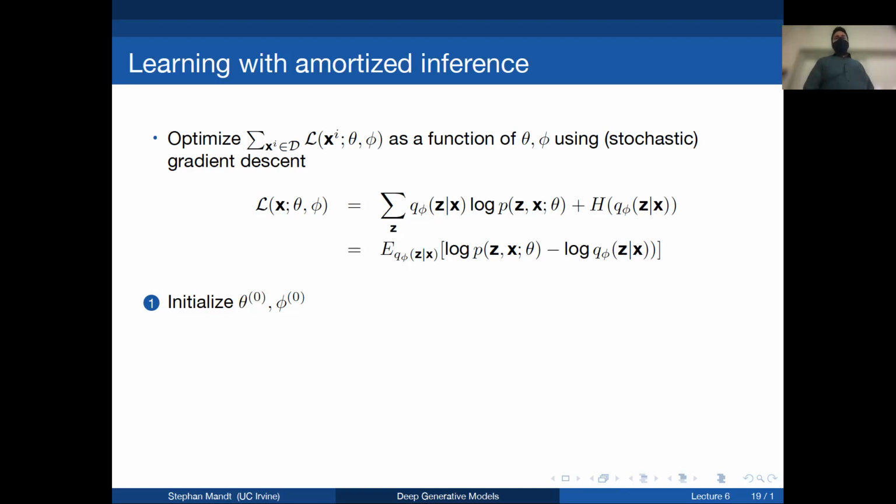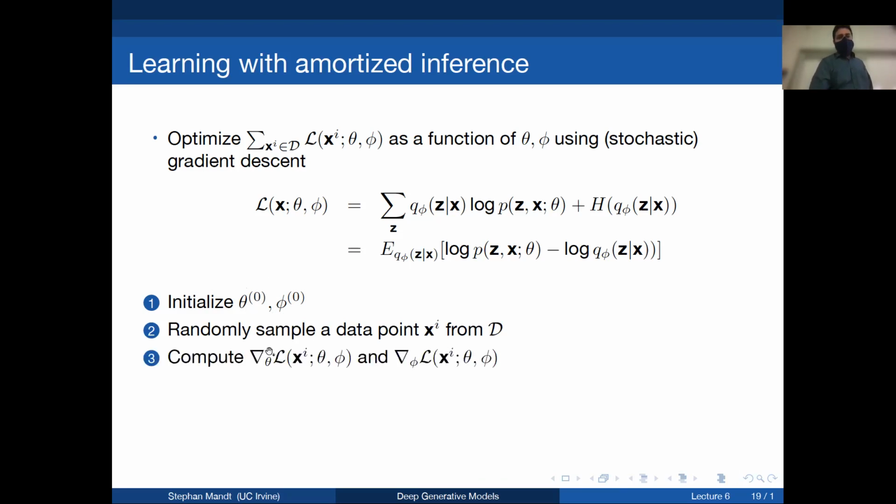So the idea now is much simpler. You initialize the model parameters theta and the amortized inference parameters phi in the first iteration. Now you randomly sample a data point from your data set. Usually you would have to optimize that data point's variational parameters, but now you can simply differentiate the new evidence lower bound with respect to both theta and phi. It's very symmetrical in theta and phi. And then you just do a single update step on theta and phi as you do in stochastic gradient descent.